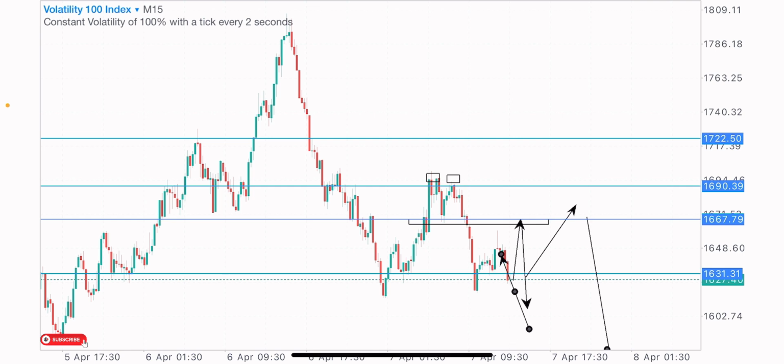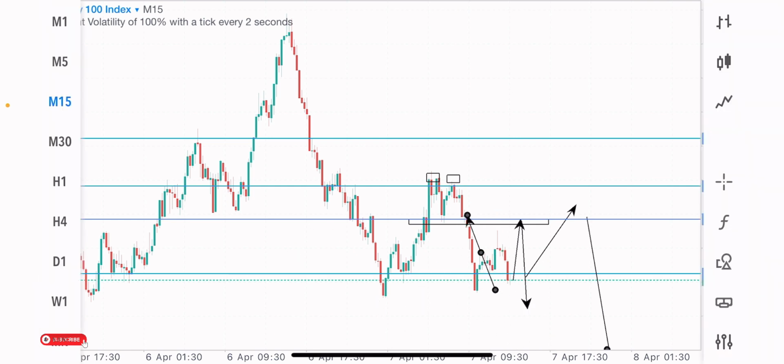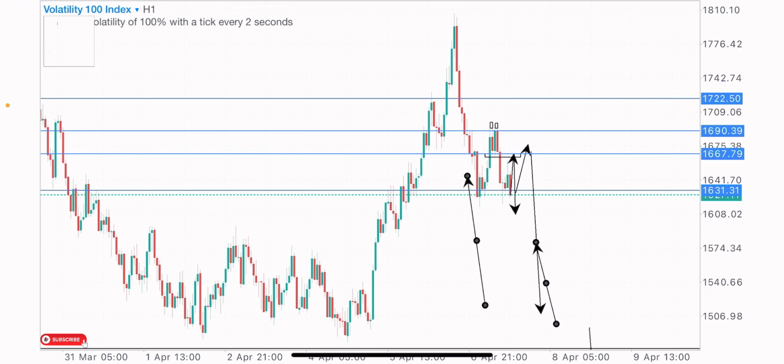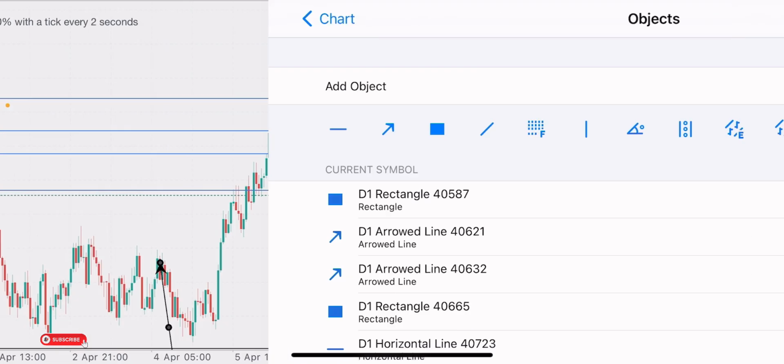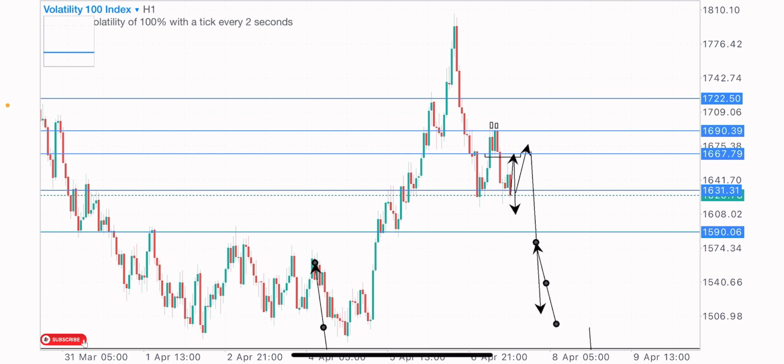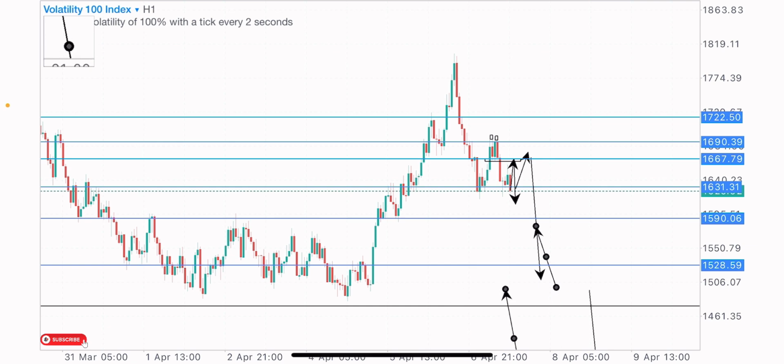My SL at this point, and my TP levels, I'll be having my first TP level at this point, at this zone. All right, my second TP level would be somewhere here. My third TP level would be here. I would be having my fourth TP level on this other block zone, which is at this point. All right, so that's it, guys. That's our market analysis and view on V100 index.